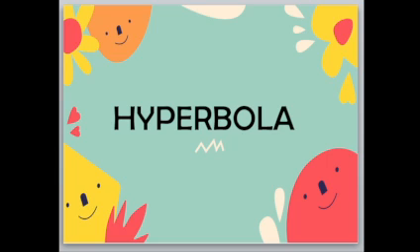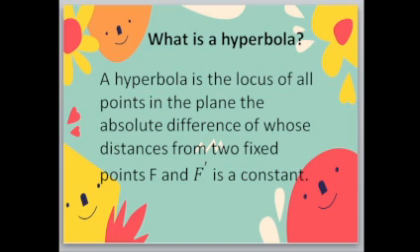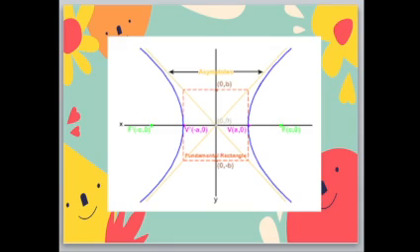Today, we are going to talk about hyperbola. Now, what is a hyperbola? A hyperbola is the locus of all points in the plane, the absolute difference of whose distances from two fixed points, the first focus and the second focus, is a constant. Okay, this is an illustration of a hyperbola, or this is a graph of a hyperbola.